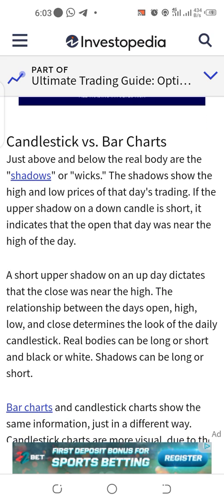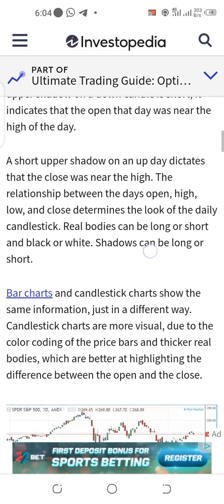Like I said earlier, we have three major types of charts in our trading platform. We have the line chart, the candlestick chart, and the bar chart. But majorly we'll be dwelling more on candlesticks because that is our focus. So I'm not going to talk about the bar chart. It makes sense to you.